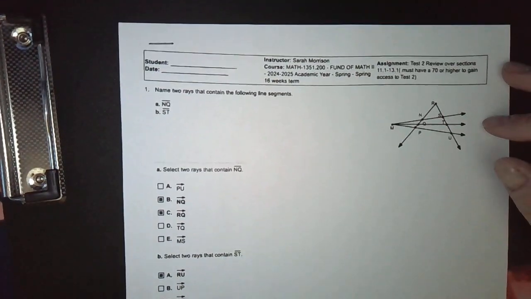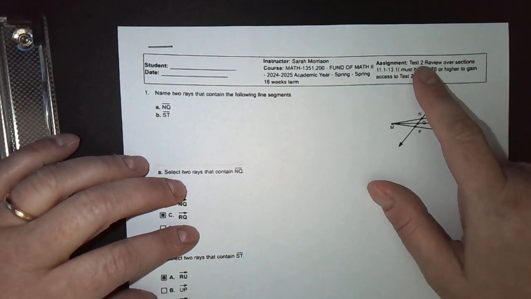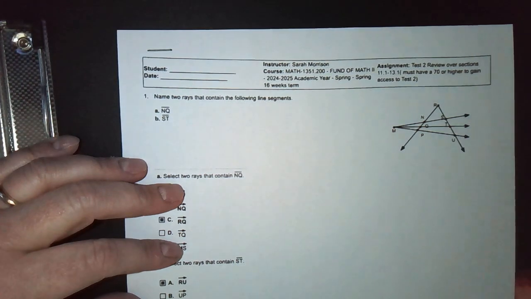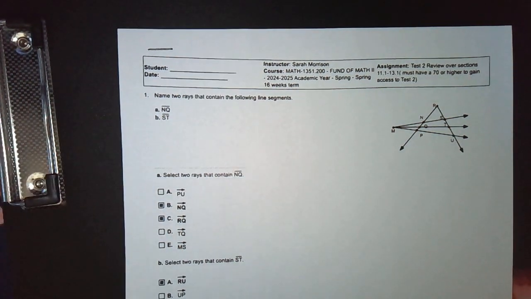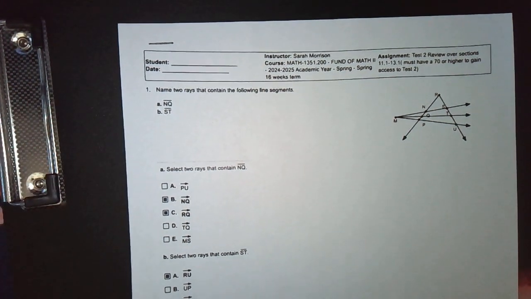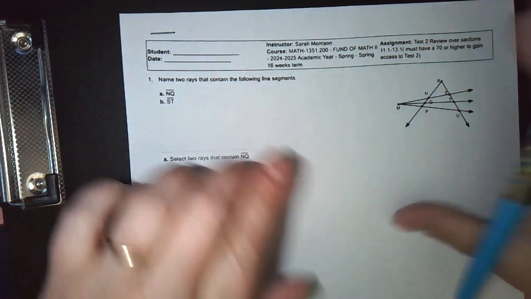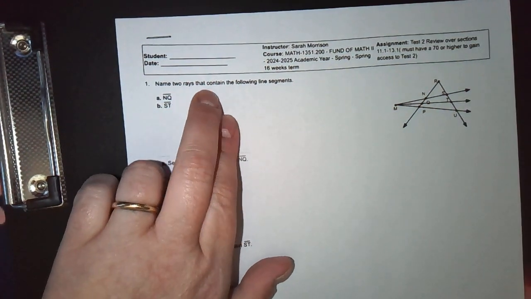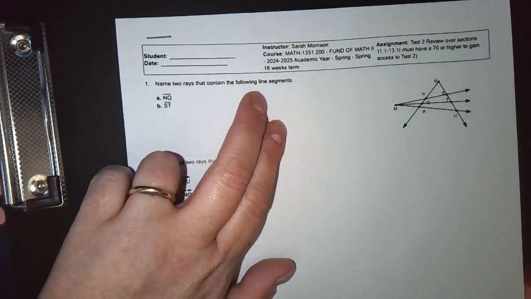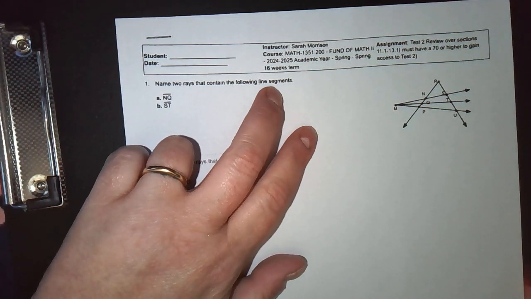Miss Mo. This is the test review for test 2. I actually already made the videos, but I deleted all of them except for the last one somehow, so we're doing this again. Alright, it says name 2 arrays that contain the following line segments.